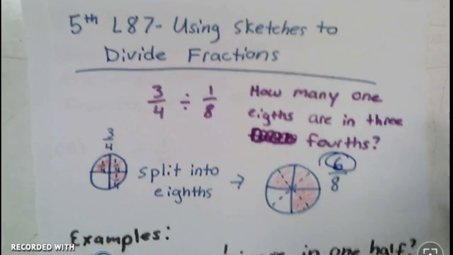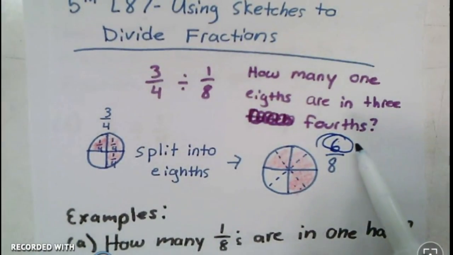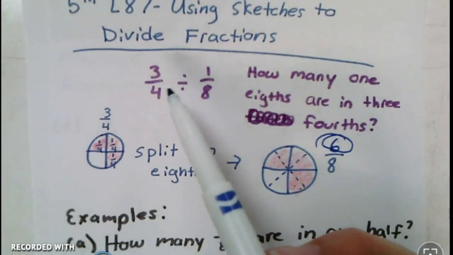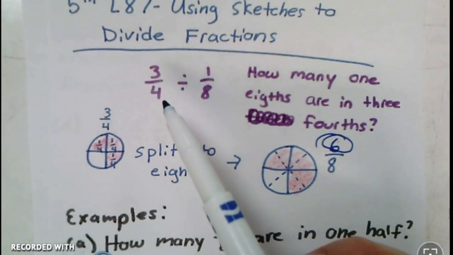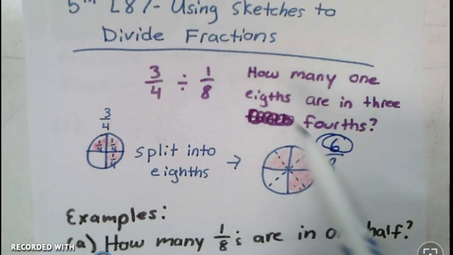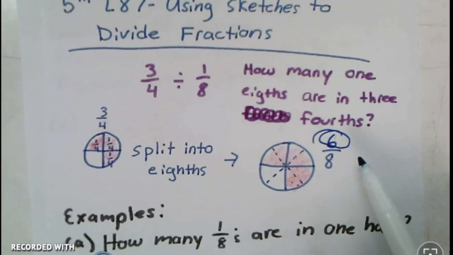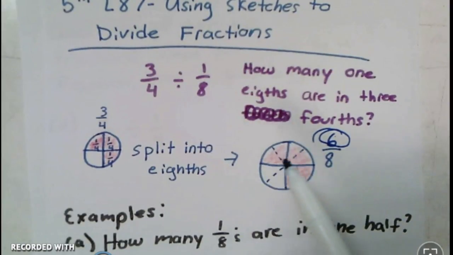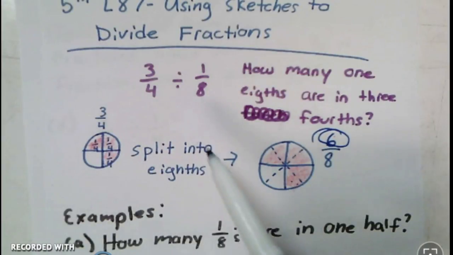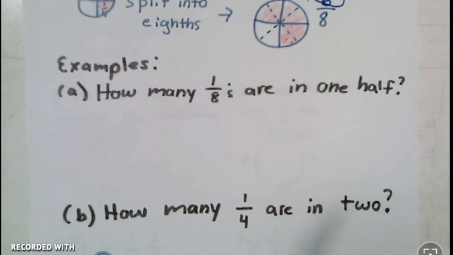So what you'll notice is your answer is 6. And that seems like a big number when you're talking about division. If I'm thinking 3/4, that's less than 1, and I'm dividing it by a fraction, how do I get a whole number? How do I get a big number answer? Well, this is why, because we're talking about splitting something into even smaller pieces and counting how many it takes to fill it. Okay, let's look at some examples.